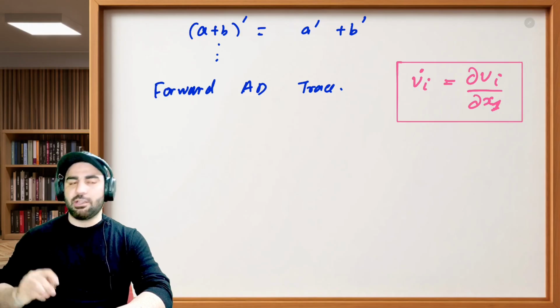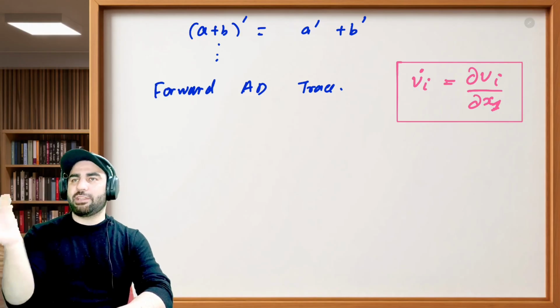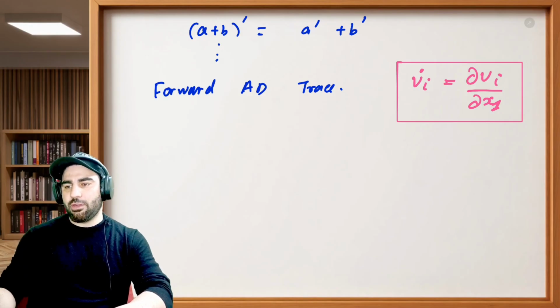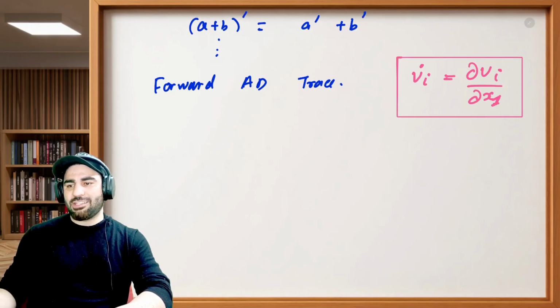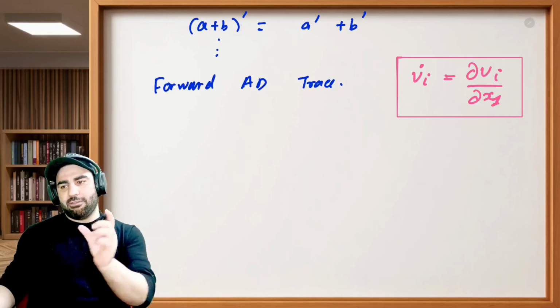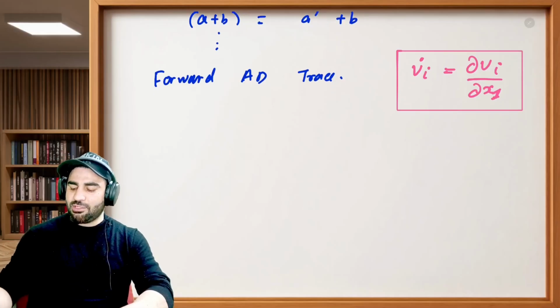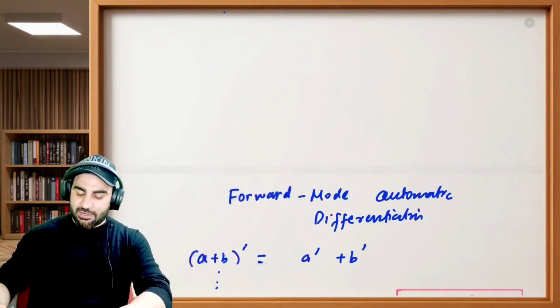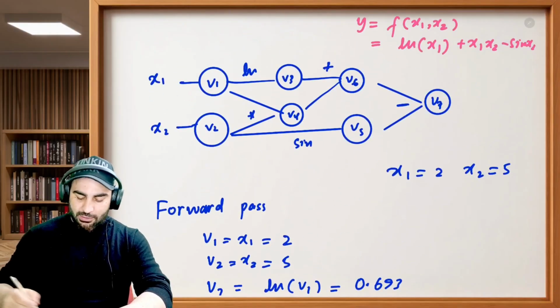Remember this definition. If you take a derivative of any node with respect to input x1, this is how we'll represent it. These are called dual numbers. Each vi has what is called a primal and a dual number. Here I don't want to get into that terminology, I just want you to remember this. So you have vi, and when you take the derivative of vi with respect to x1, this is how we'll represent it.